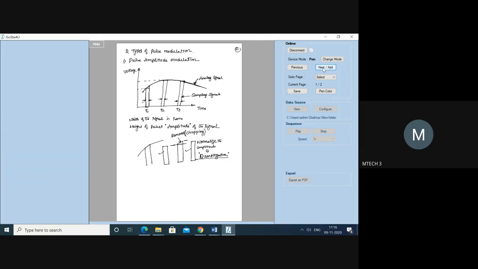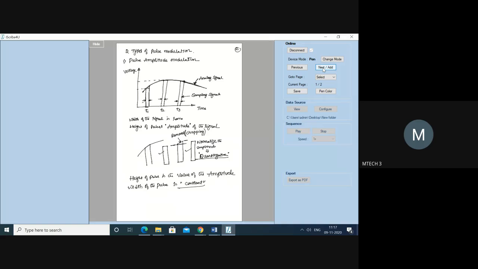So in pulse amplitude modulation, the height of the pulse is important. The height of the pulse is the value of the amplitude. But what about the width of the pulse? The width of the pulse is the same, constant. Therefore in pulse amplitude modulation, you have converted the analog signal into a digital signal by having intermittent pulses. The width of the pulses is the same. Only the height of the pulses matters.